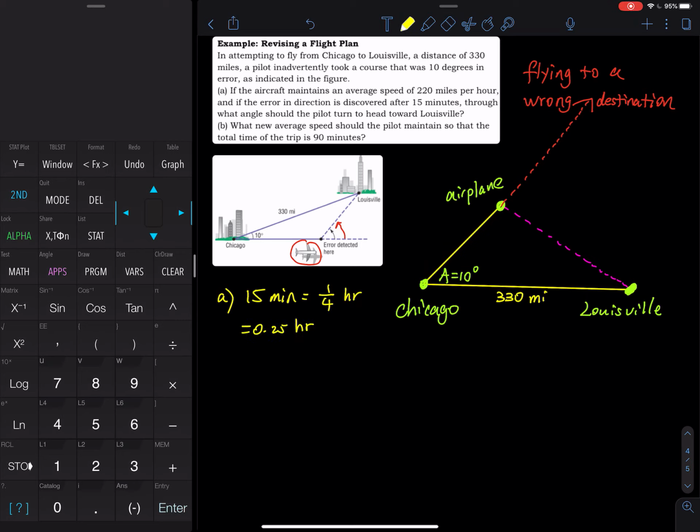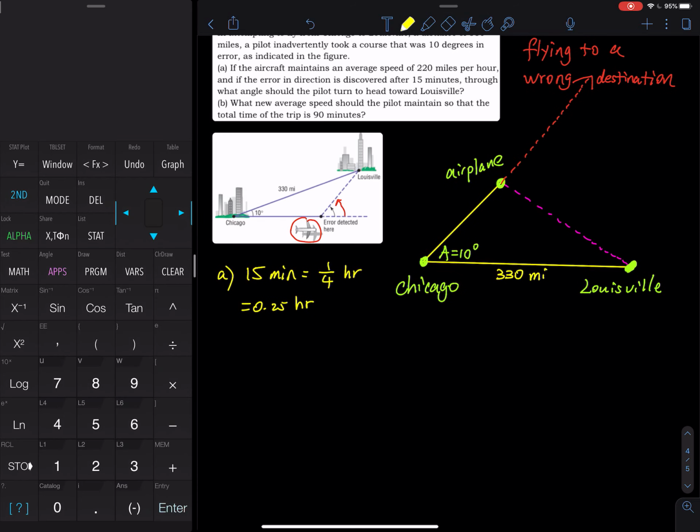In case you don't know how I figure out a quarter, what if you have 16 minutes? So this is how I figure it out. 15 divided by 60 is equal to a quarter. If you have 16 minutes, then you have 16 divided by 60. That is equal to 0.25. That's how you convert the time.